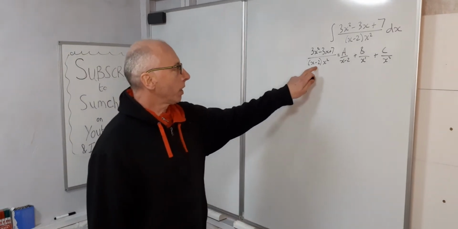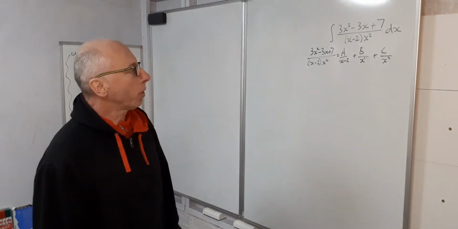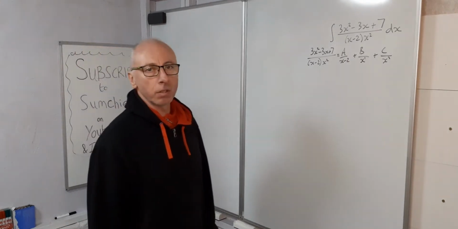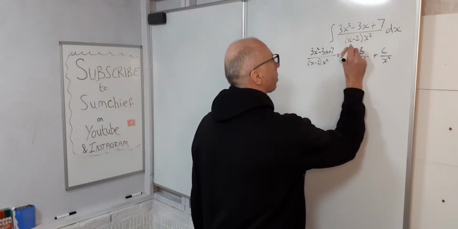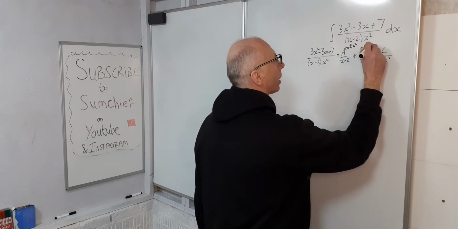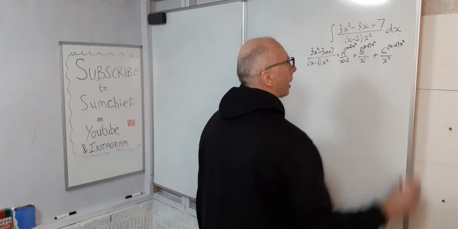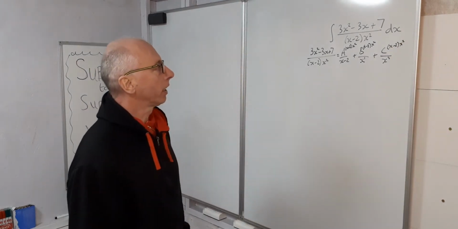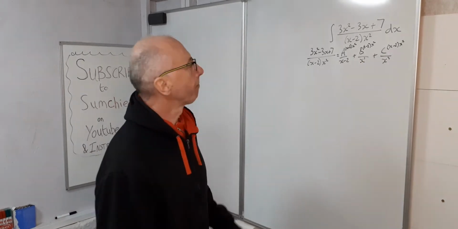So now what we're going to do is, the x minus 2 and x squared, we're going to multiply each one of those constants by those two values. So A times (x minus 2)(x squared), B times (x minus 2)(x squared), C times (x minus 2)(x squared). Okay, and straight away here we can see we can do some cross cancelling.